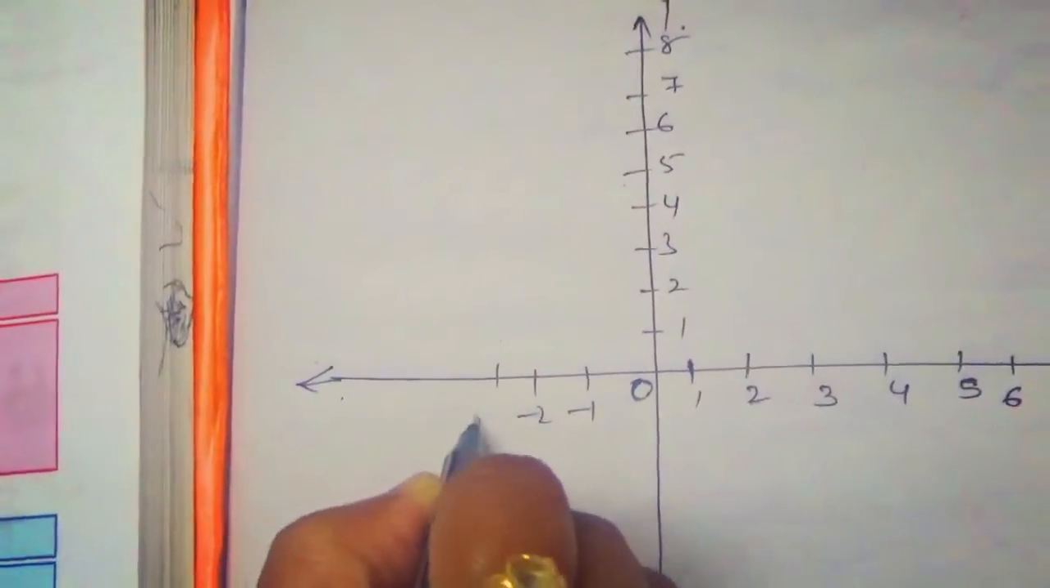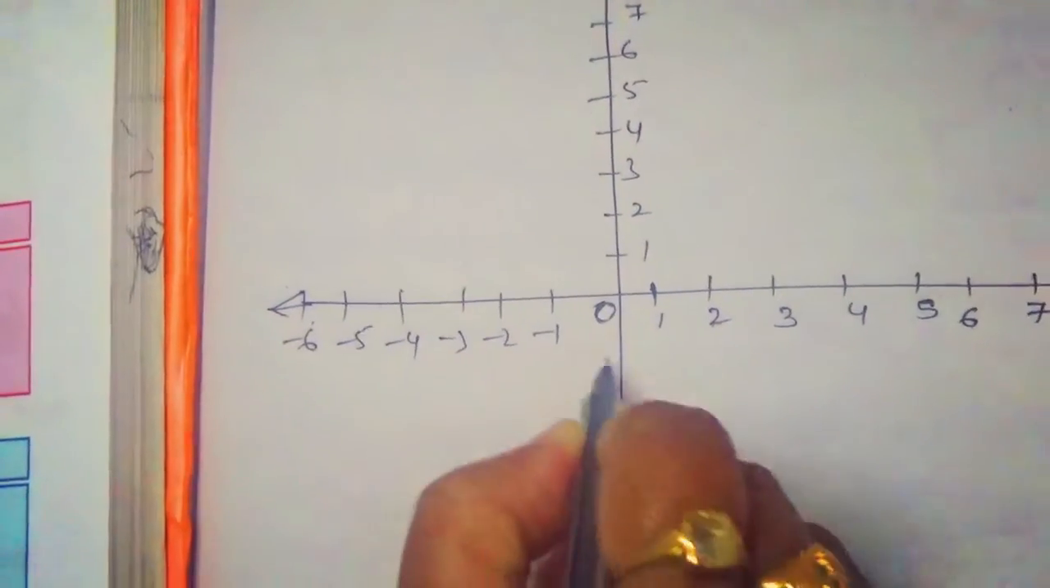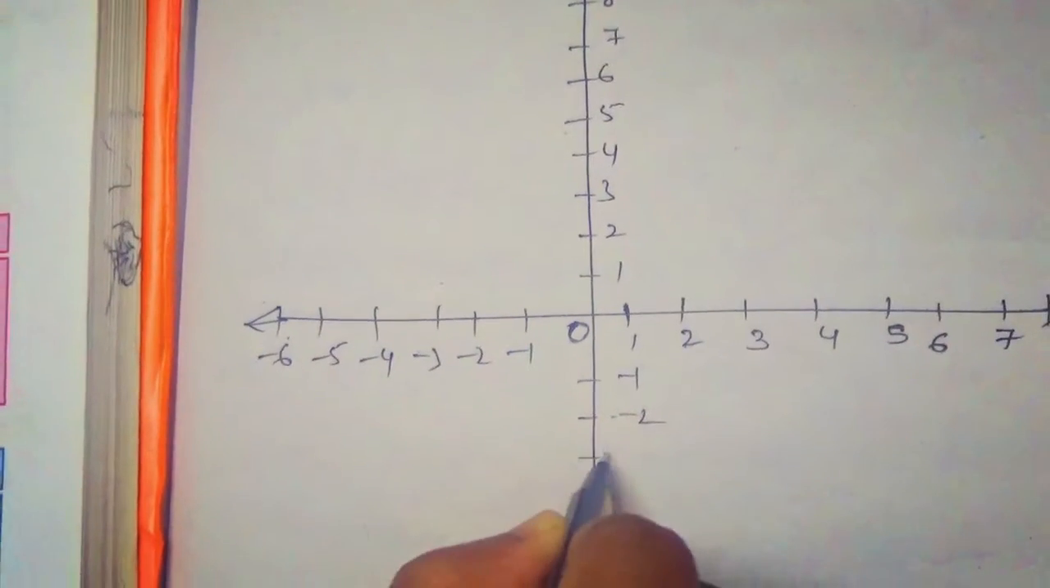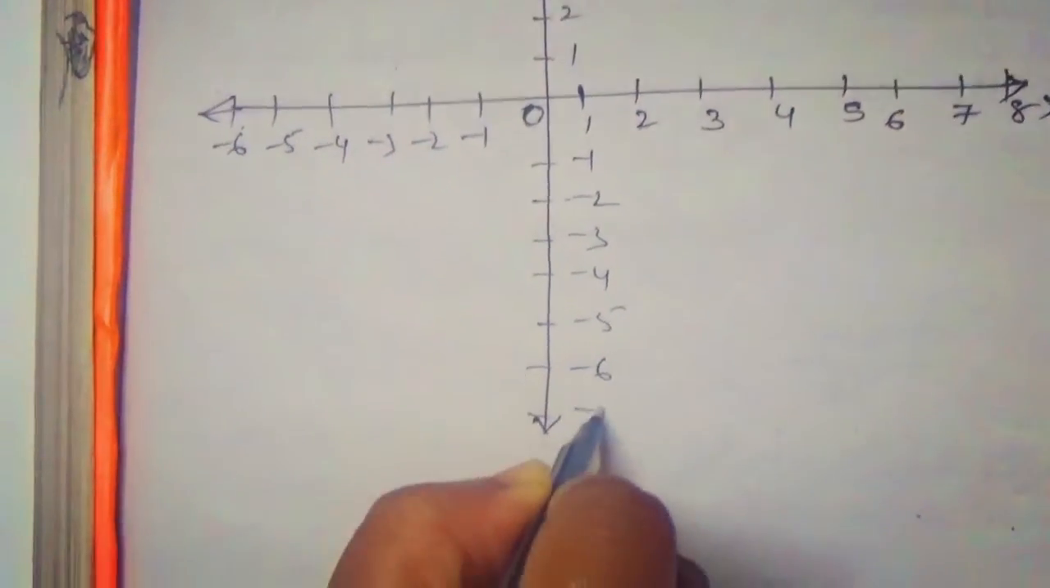-1, -2, -3, -4, -5, -6. -1, -2, -3, -4, -5, -6, -7.